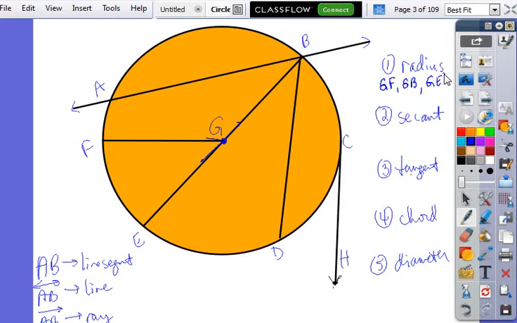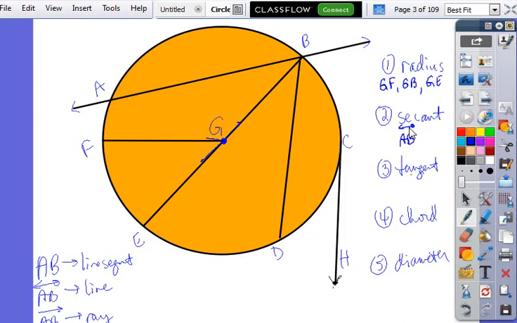A secant, what is the deal with a secant? It goes all the way across. It is a line that goes through the circle. It hits it in 2 spots. The only line I see up there that goes through the circle is AB, and you've got to have that little line symbol above it.